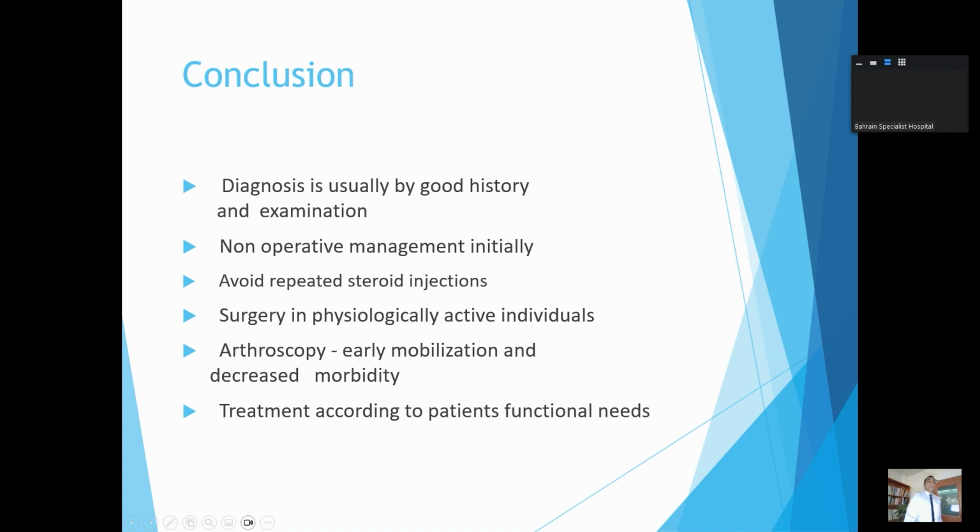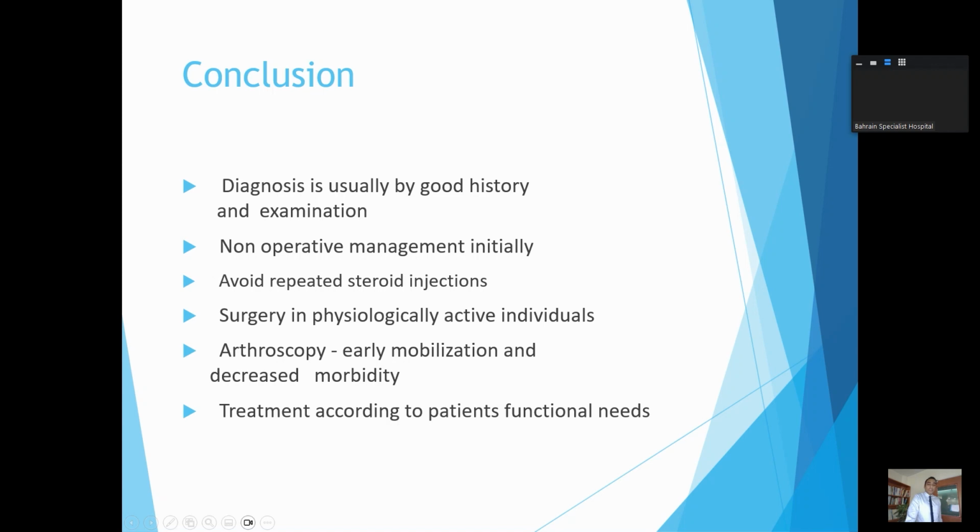Now, the conclusion here is that the diagnosis is usually made by good history and examination. Non-operative management is done initially. Avoid repeated steroid injections. Again and again, this is very important: repeated steroid injections should be avoided. Even if the steroid is given, it should be done under ultrasound guidance, and it should not be injected directly into the rotator cuff. If the steroid is injected into the rotator cuff, it can eventually lead to atrophy and damage of the rotator cuff over a period of time.